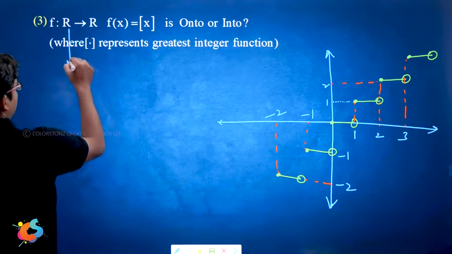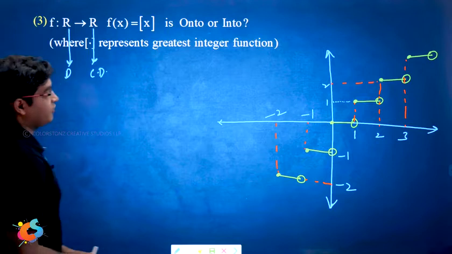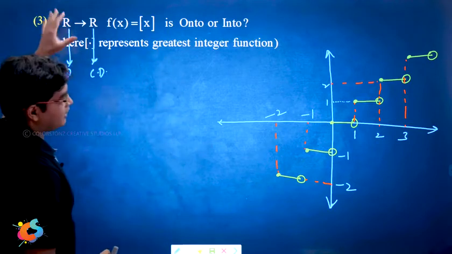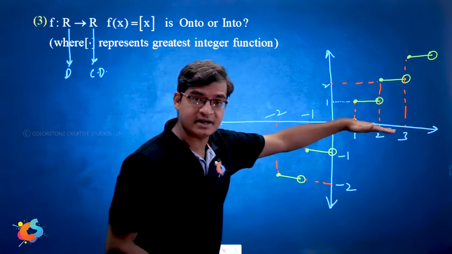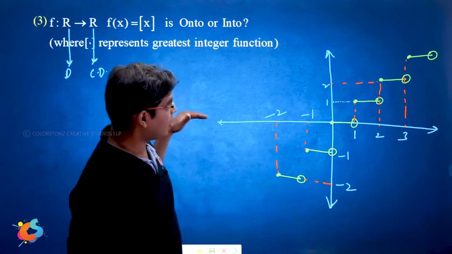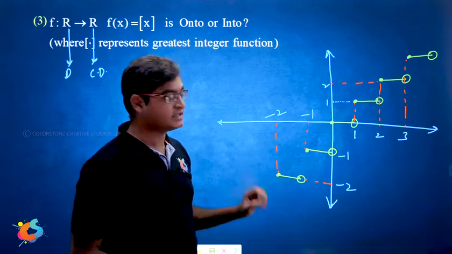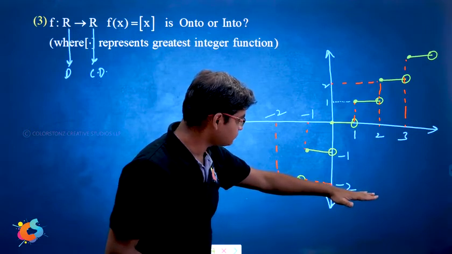The domain is all real numbers. The codomain is all real numbers. Okay, so we want to find the range of the function. The input values are all real numbers. Means you are giving all values that are there on x-axis. Okay, so for all of the input values, this is the graph of the function. Now let us see what are the output values. Okay, so let me show you from here itself.